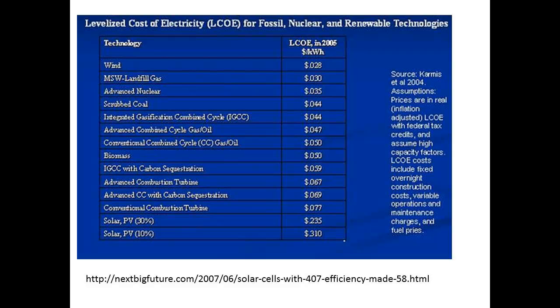A United States study completed around 2004 shows that wind and nuclear energy still remain cheap options when overall costs are considered. The figures also suggest that carbon sequestration processes could raise the cost of electricity to the consumer by around 50%.